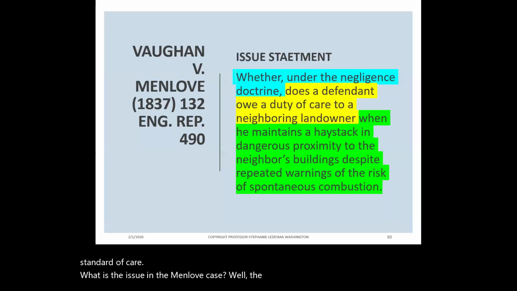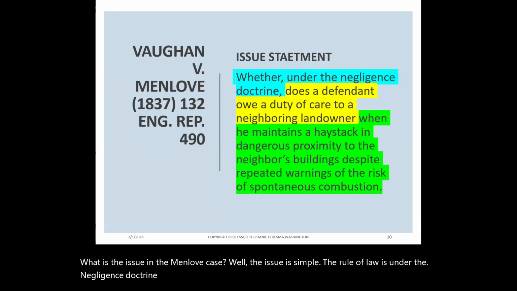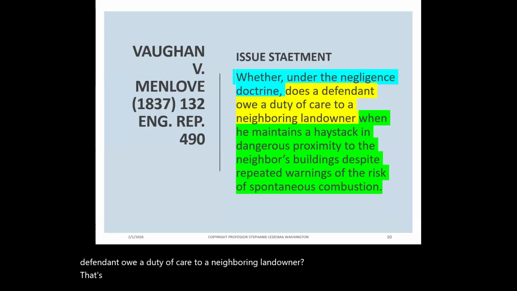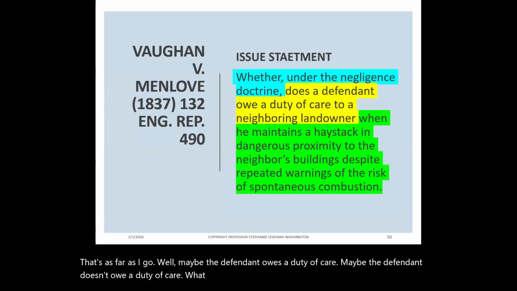The rule of law is, under the negligence doctrine, the legal question to be answered in the Menlove case is, does a defendant owe a duty of care to a neighboring landowner? Well, if that's as far as I go, maybe the defendant owes a duty of care. Maybe the defendant doesn't owe a duty of care. What are the contextual circumstances?